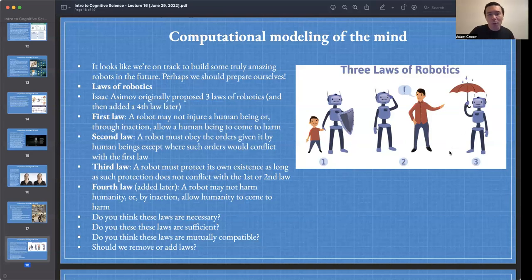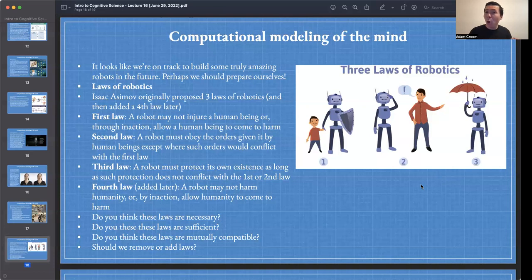Okay, and then the 4th law, added later: a robot may not harm humanity or, by an action, allow humanity to come to harm. Okay, so my question for you is, what do you think about these laws? Do you think these laws are necessary? Do you think all these laws are necessary? We need each one of them.